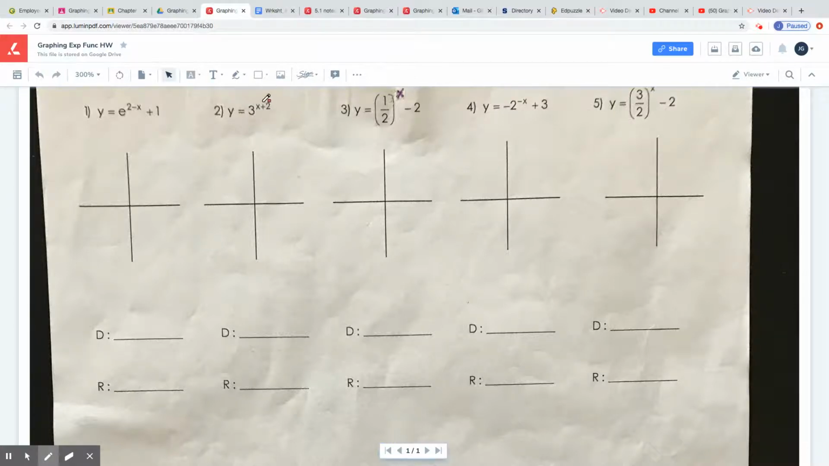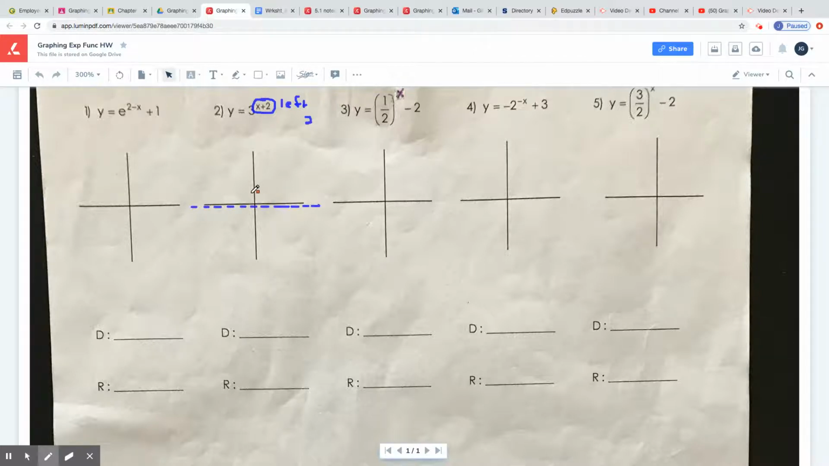Okay, so we have y equals 3 to the x plus 2. The basic shape would be y equals 3 to the x, where you have points (0, 1) and (1, 3). The only transformation we have is a slide to the left 2. The reason I know we move to the left 2 is because I set this equal to 0 and I get negative 2. Anytime it's up in the exponent with the x, move it left or right. Since it's negative 2, it moves to the left 2. So the vertical asymptote is not affected.